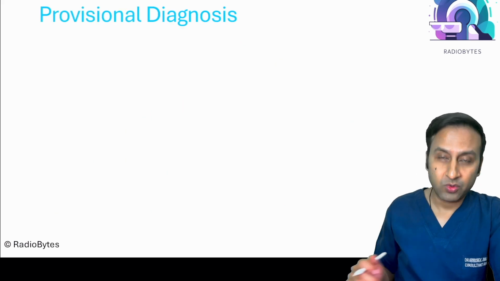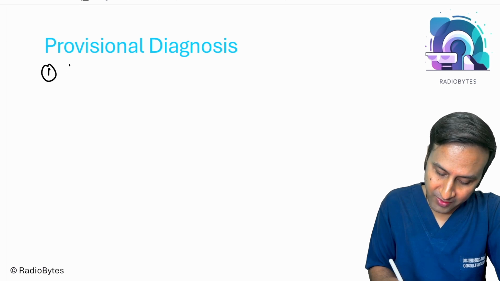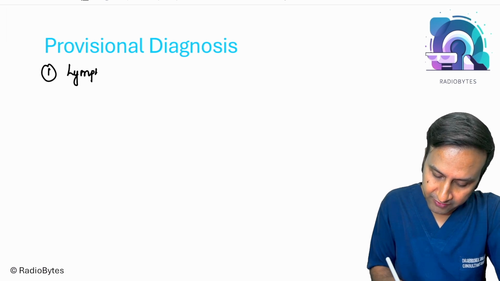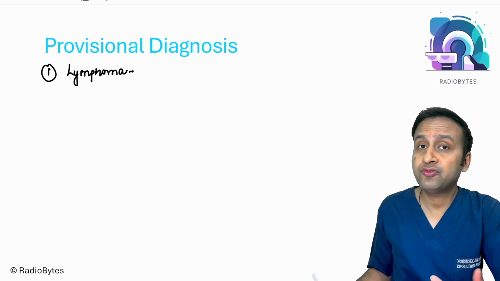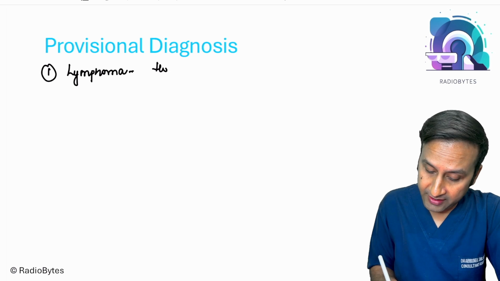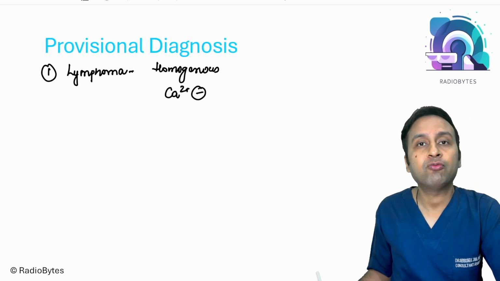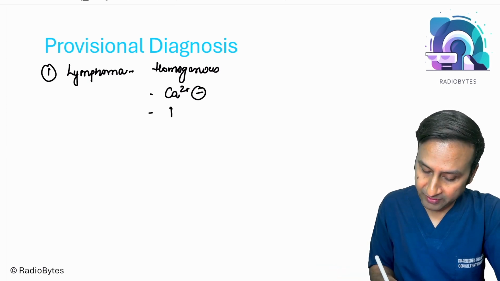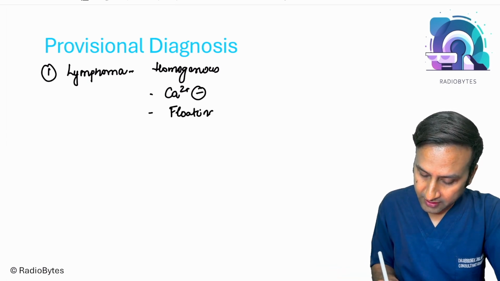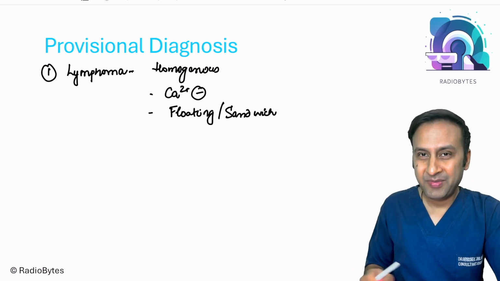So the next thing is, what is our provisional diagnosis? Our first provisional diagnosis was lymphoma. Why? Because all the features were favoring lymphoma. We had a retroperitoneal soft tissue mass lesion, which was pretty much homogeneous, and which was not showing calcifications. We don't see calcifications in a patient with lymphoma. Secondly, we had some other features like the classical signs that we saw, like floating aorta and sandwich sign, which were making things quite clear.